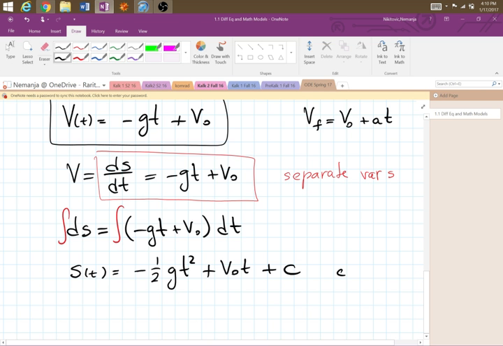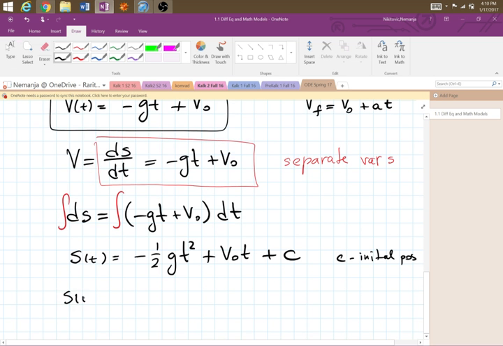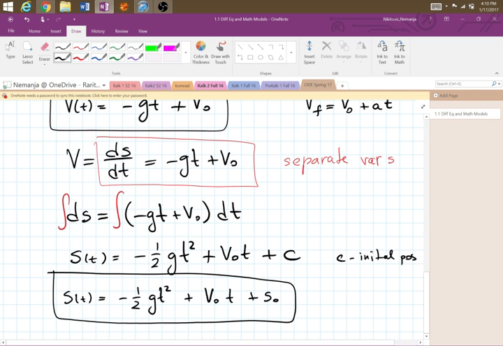Now in this case, c is initial position. In this case, height, if we are doing free fall, because negative g, right? So we have that s of t is equal to negative 1/2 gt squared plus v0t plus s0, and this is exactly the equation that you learned in physics for your parabolic motion, right? And you actually see that all of the important physical aspects are there.